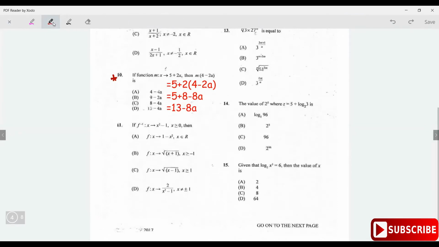All right, next question. It says f inverse of x is x squared, then what is f of x? If they give you f inverse, to find f of x, all you need to do is interchange f inverse and x. So you're gonna then write x.